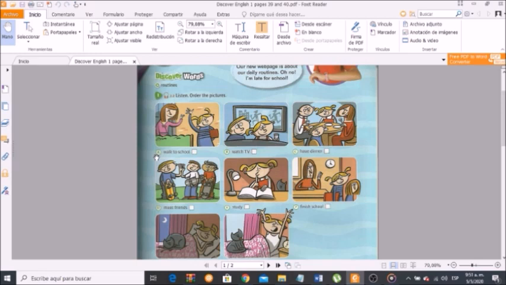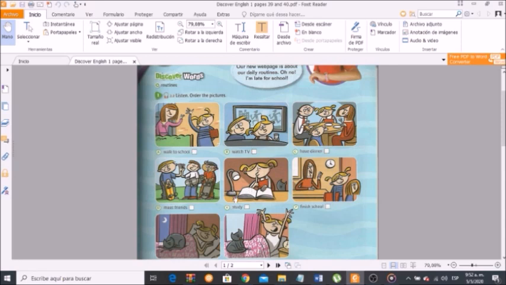So, picture A, walk to school. Picture B, watch TV. Picture C, have dinner. This is cenar. Picture D, meet friends. And do you know the meaning of this? ¿Conocen esta expresión? This means juntarse o encontrarse con los amigos.